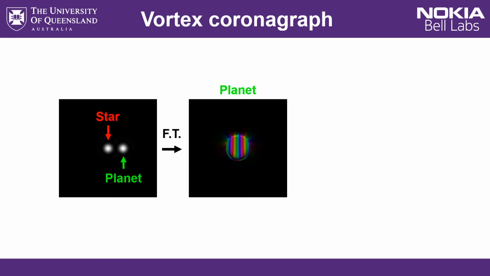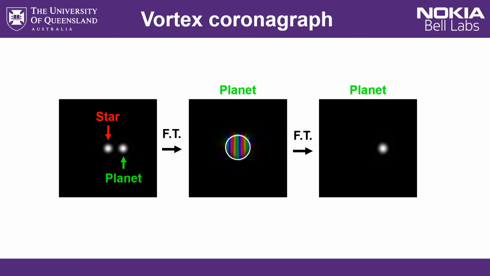Meaning if we remove the outer ring with a stop, we're left with just the companion. It's a type of circularly symmetric spatial filter. The operation performed removes the spatial components of the beam which are circularly symmetric on that phase mask. We could do a similar type of operation with a mode sorter.